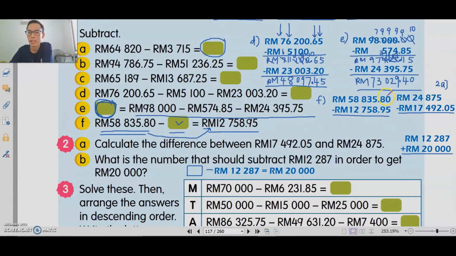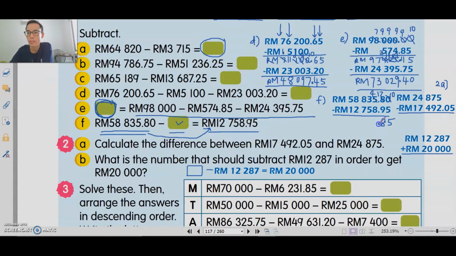Okay, not enough, so we plus 10, becomes 10. This one becomes 7. Okay, 10 minus 5 is 5. Okay, 7, not enough again, we plus 10. Then 5 minus 1 becomes 4. 17 minus 9 is 8.